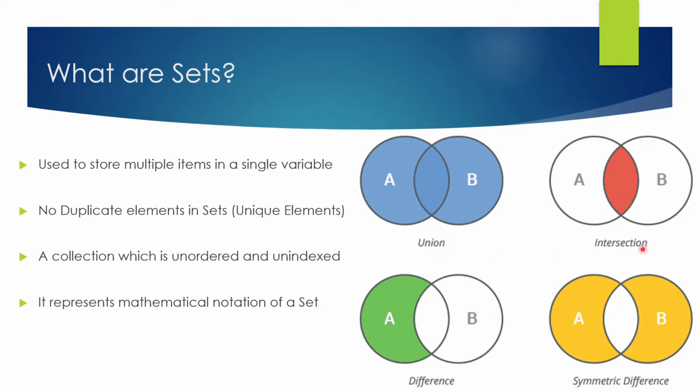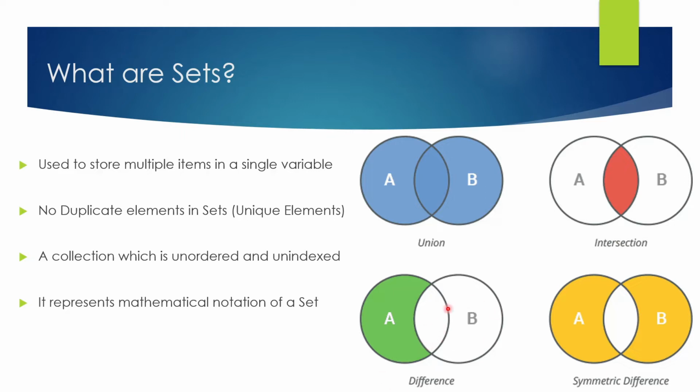In the intersection part, it's exactly the opposite. If A has some values like 1 2 3 4 and set B has 3 4 5 6, only the common values will come. For example, 3 and 4 are the common values, so it will take 3 and 4 only. This is intersection.